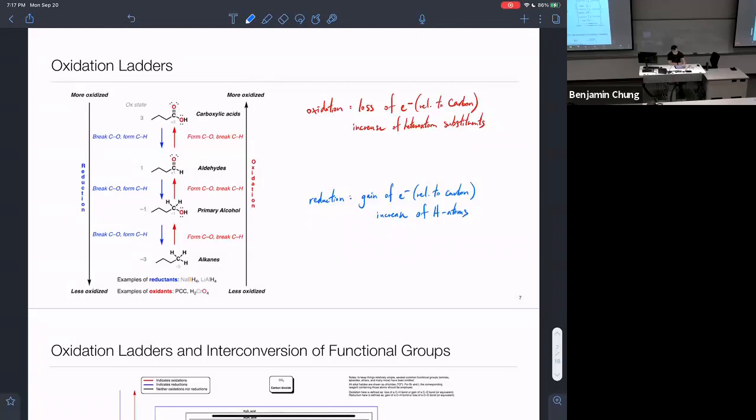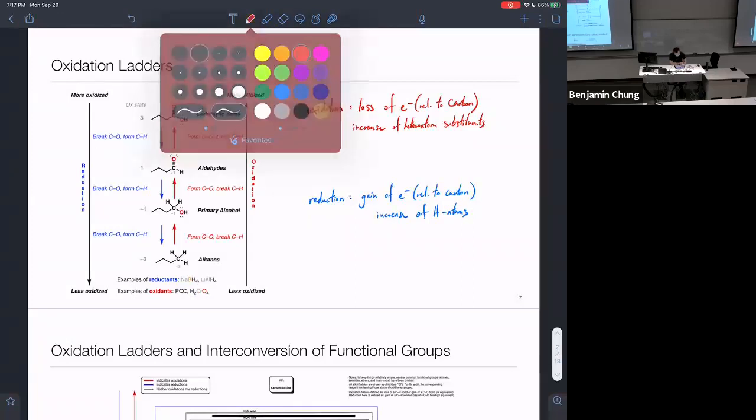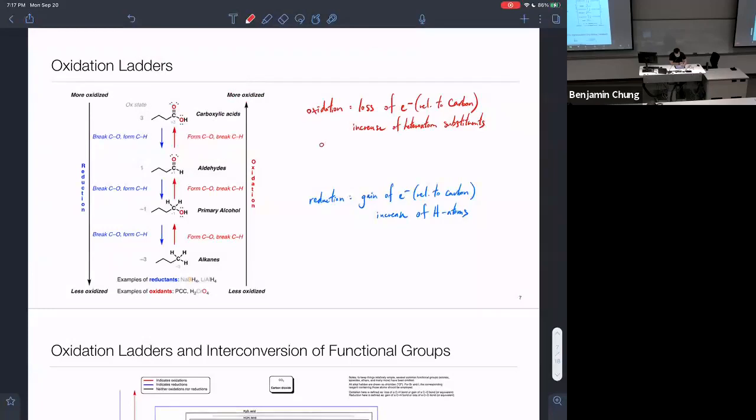So reagents that can perform oxidations are usually called oxidants in general, but the oxidants that you should be familiar with are chromium-based reagents. So here we have PCC. We also have chromic acid. So oxidants include chromic acid.